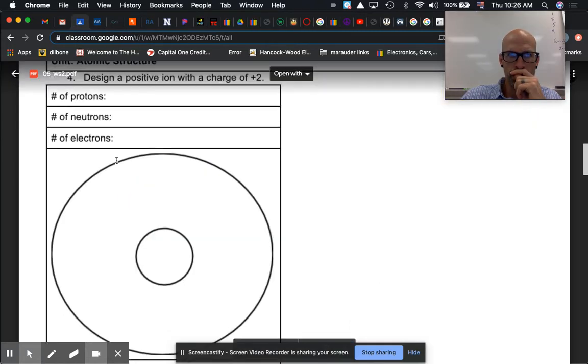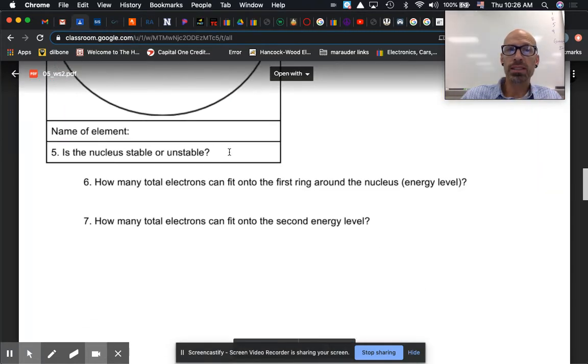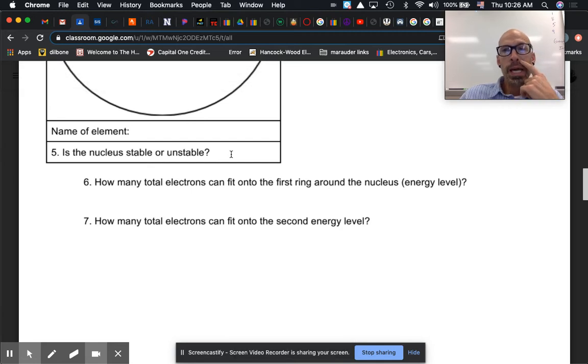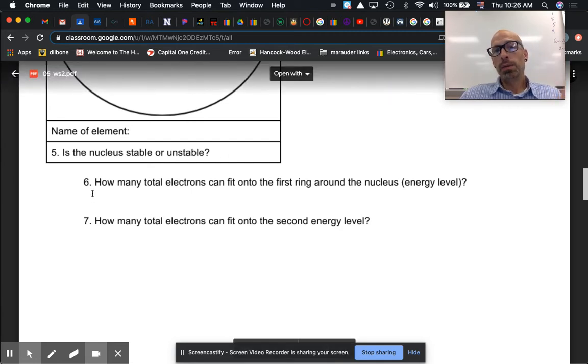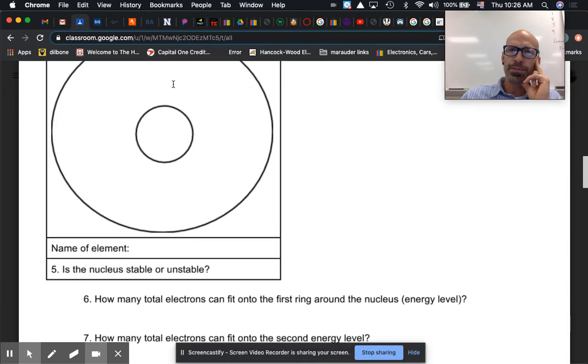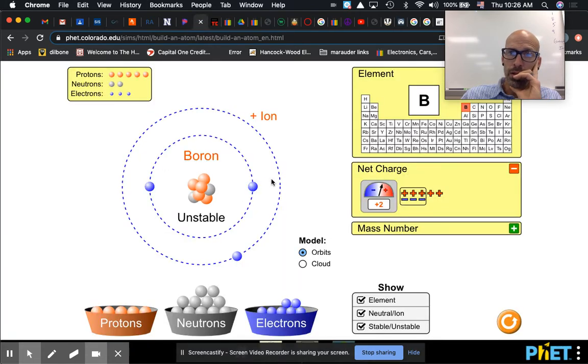And then you're supposed to answer, okay, is it stable or unstable? Now, number 6, how many total electrons can fit into the first ring around the nucleus? Hopefully you found that out, and it's only 2. If I try to put a third one in there, it will not go. I cannot put a third one anywhere in the second ring. It will kick it out to the next ring.